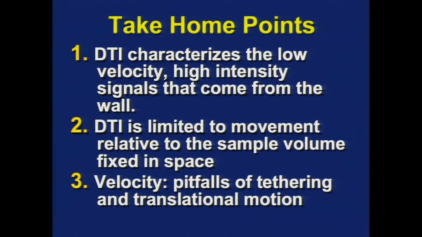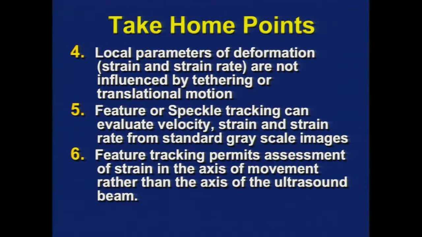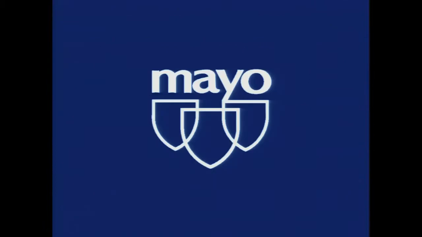Remember the pitfalls of velocity, the translational motion or tethering. More local parameters of deformation, strain rate, are not influenced by tethering and translational motion. Feature or speckle tracking can evaluate velocity and strain rate from the standard grayscale image. And feature tracking permits the assessment of strain in the axis of movement rather than the axis of the ultrasound beam.